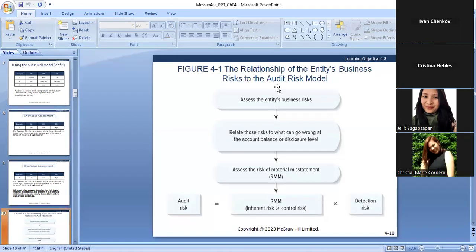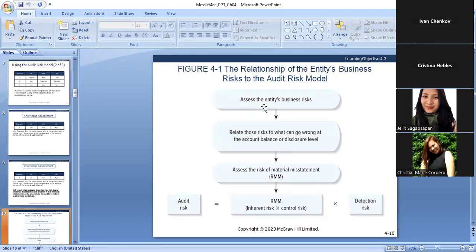Now, let's see the relationship of the entity business risk to the audit risk. First, we're going to assess the entity business risk. Look at the business: what do we know about the business, what do we know about the business environment. Then we're going to relate that to those risks that can go wrong at the account balance and disclosure level. Then we're going to assess the risk of material misstatement. And that's going to help us to understand the inherent risk and the control risk.